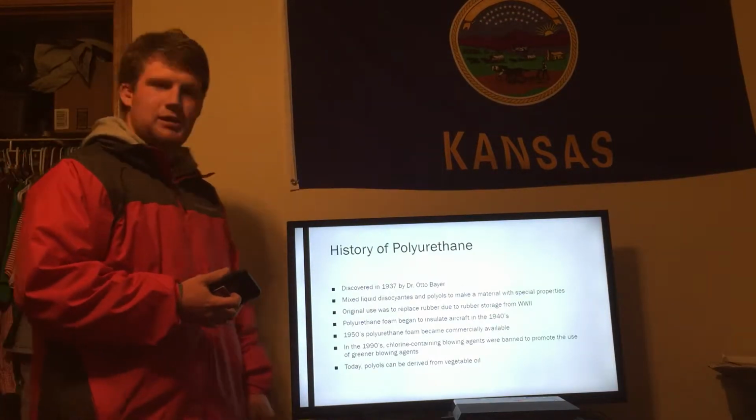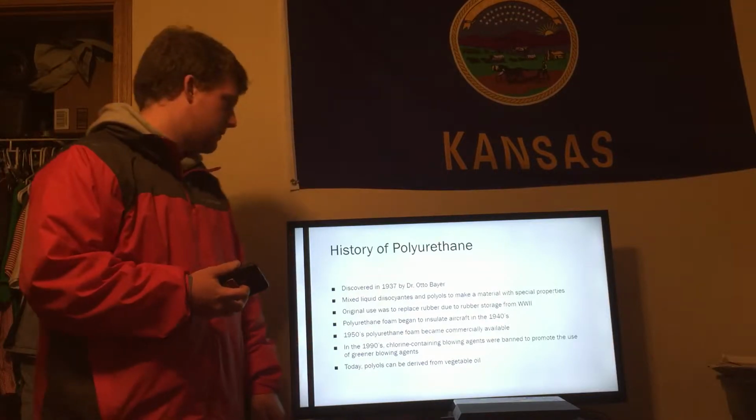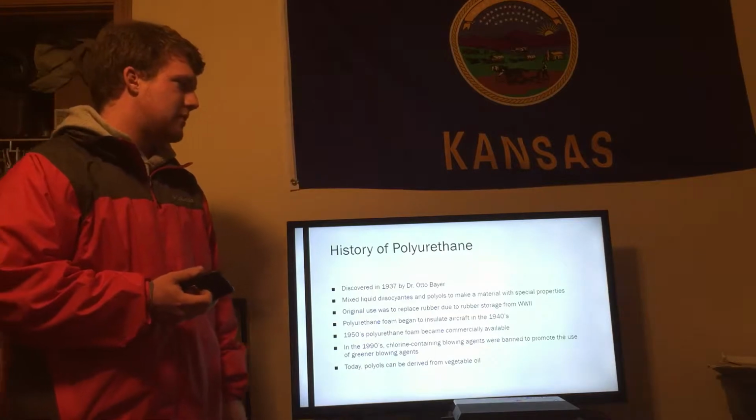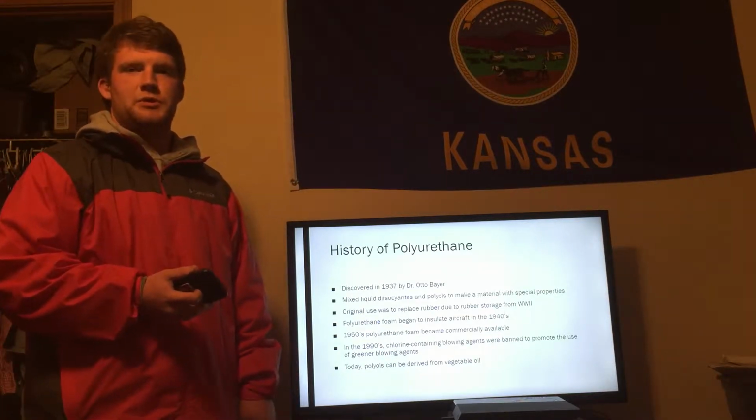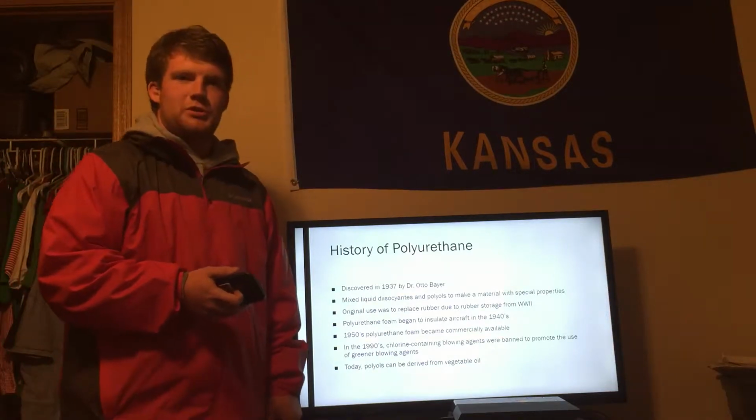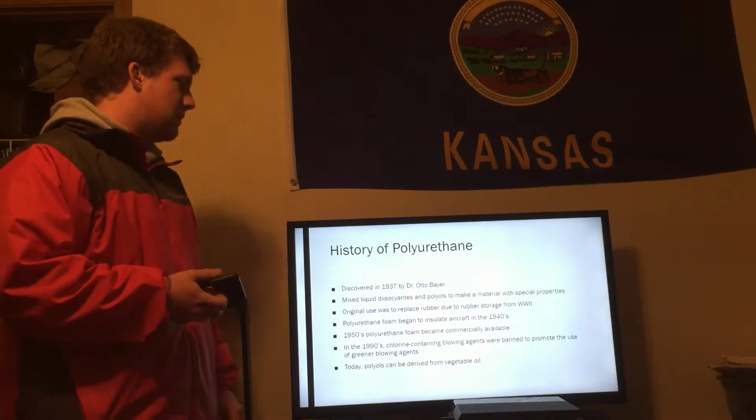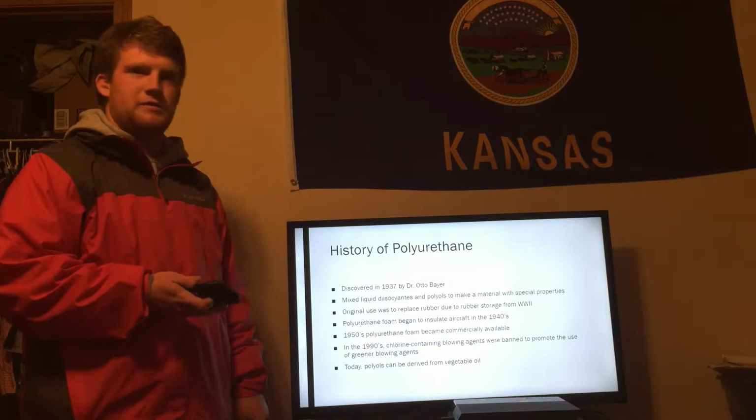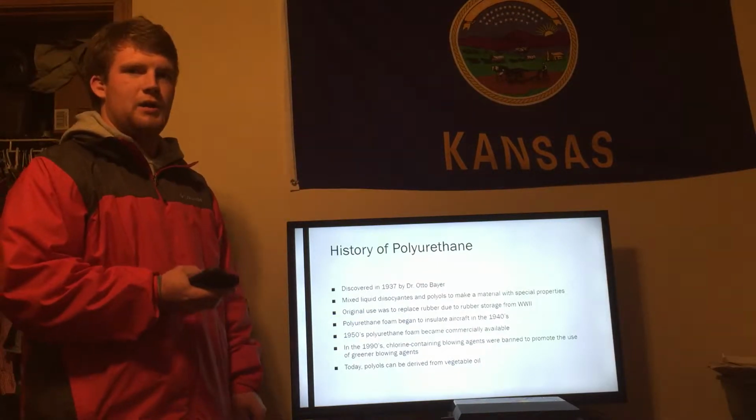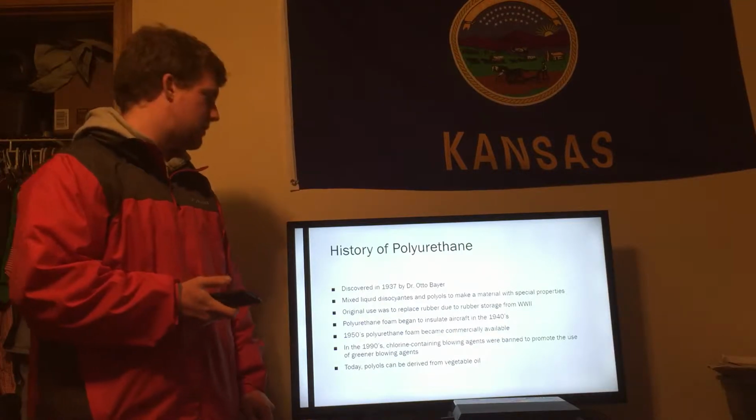Polyurethane was discovered in 1937 by Dr. Otto Bayer. He made liquid diisocyanate and polyol to make a material that has very special properties. It was originally used to replace rubber due to the rubber shortage in World War II. Polyurethane foam began to insulate aircraft in the 1940s. They discovered that this foam had very high abrasion, impact, and flame retardant abilities.